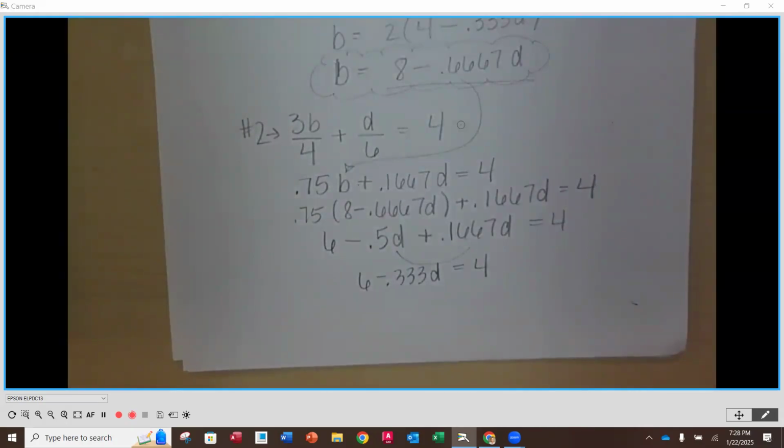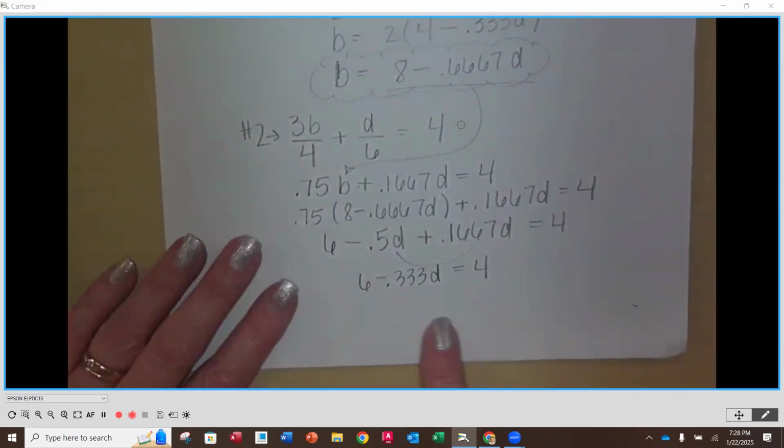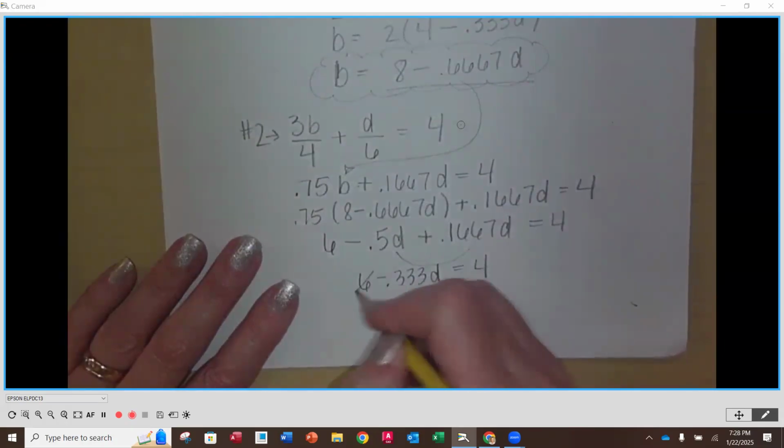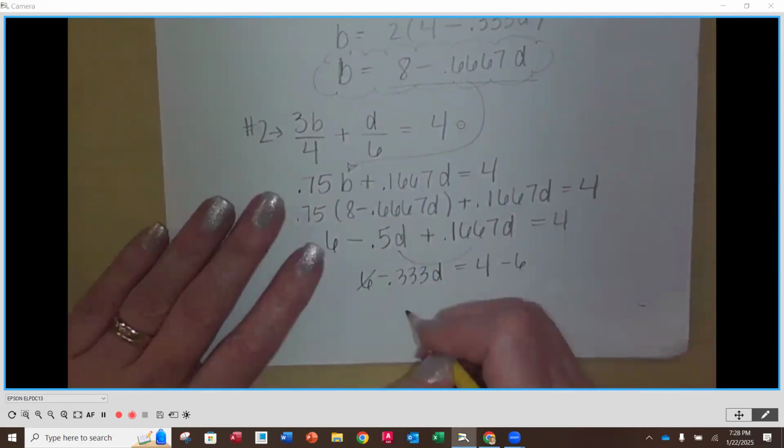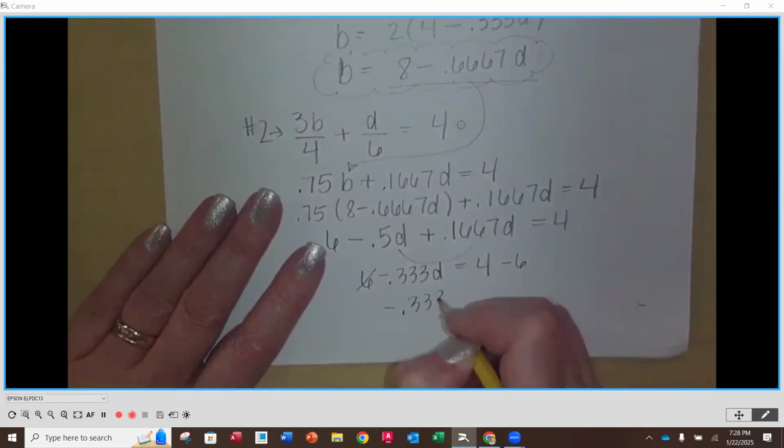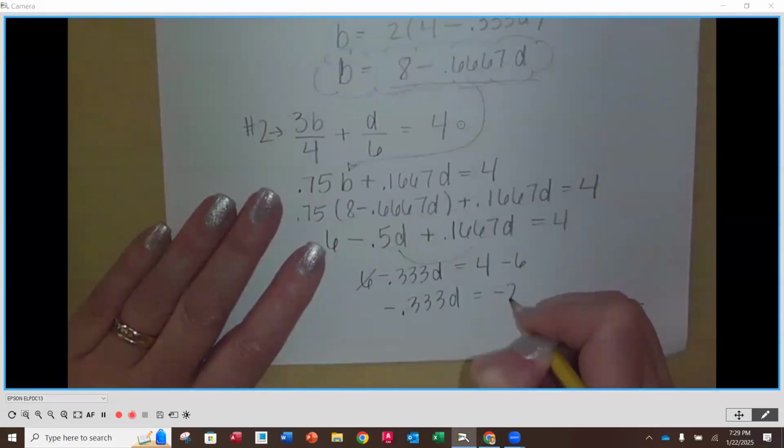Now I want to isolate d. I'm going to move my 6 to the other side. It's positive on this side, so when I move it over here, it's going to be minus, right? So this is going to be minus 6 over here. So I'm going to have negative 0.333d is equal to negative 2.